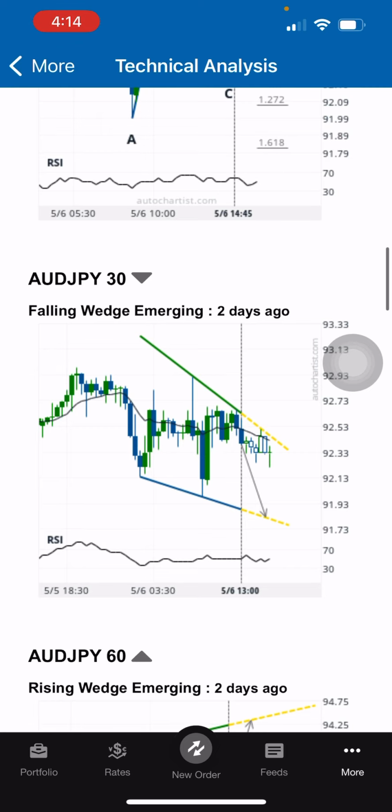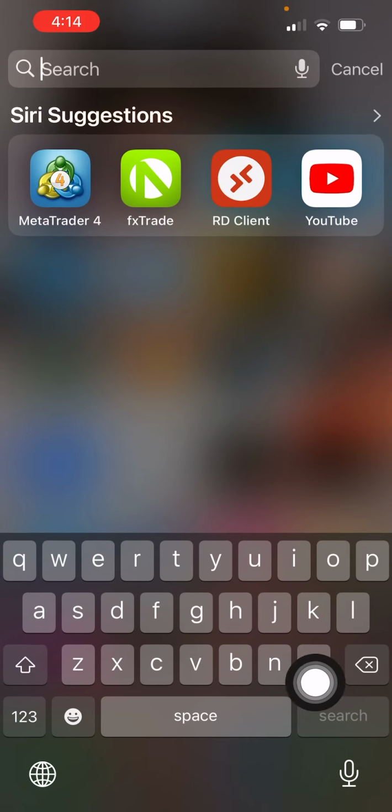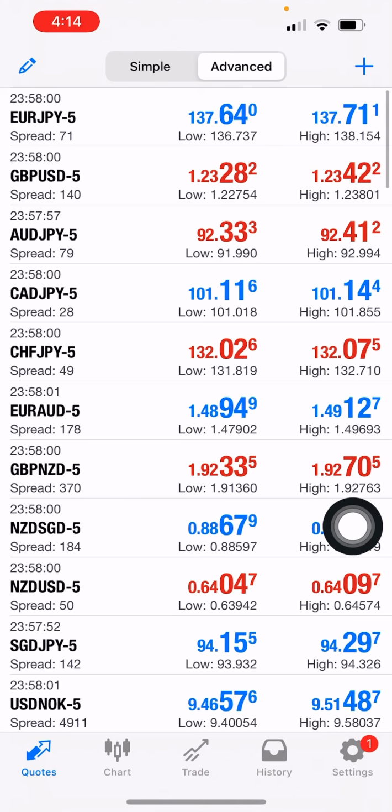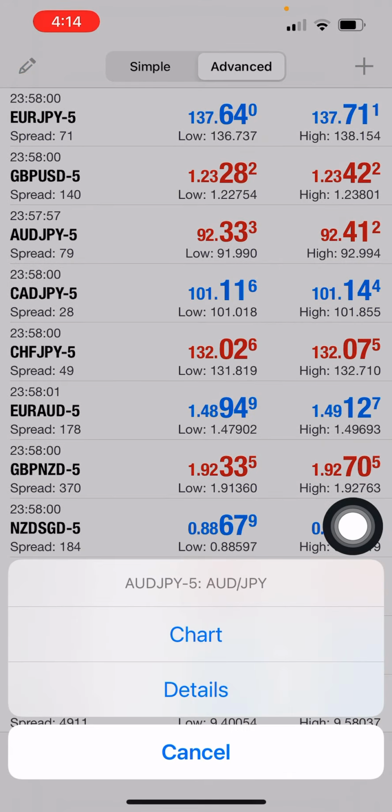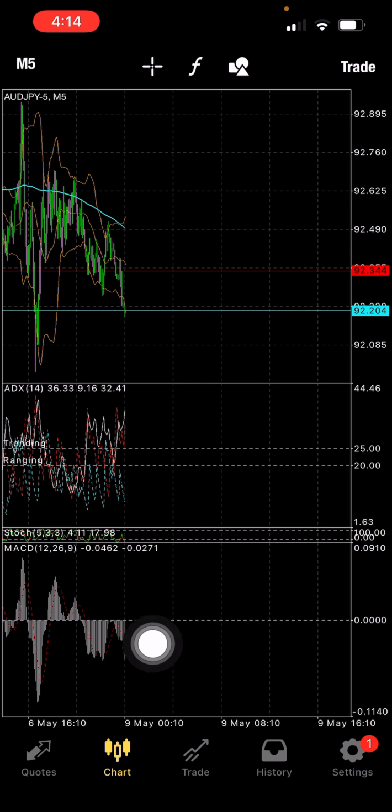Okay. So now what I do is, now that I have which one I'm going to use, AJ, I go to my other MetaTrader 4 app. Go to my AJ right here. Boom, chart. So MACD, I haven't looked at MACD for a while.